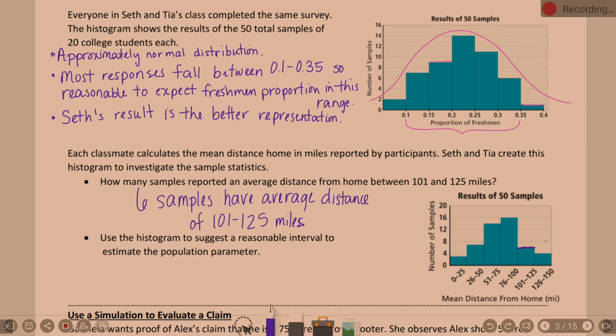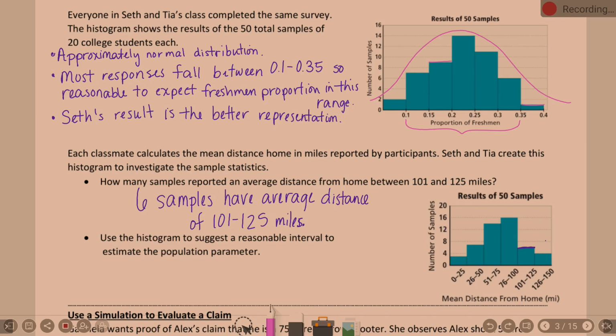Now, it asks us, 6 samples fell in the 101 to 125 range. What did ours on the front page from Seth was what? 100.85? 100.85 would technically fall in that range as well, wouldn't it? Okay. Or that is one of them in that range, I guess I should say.